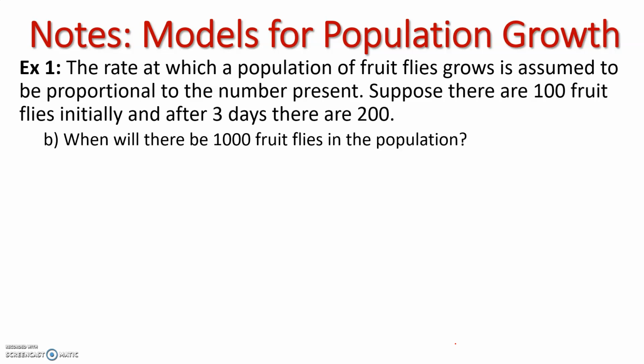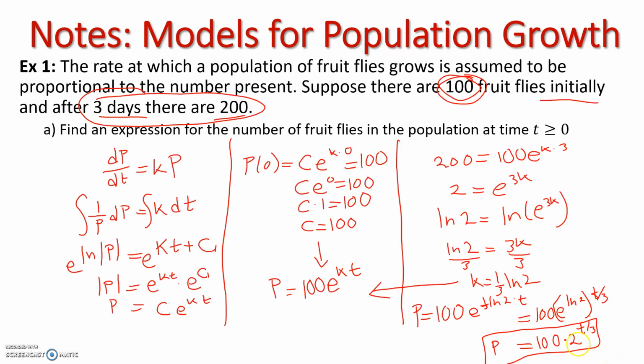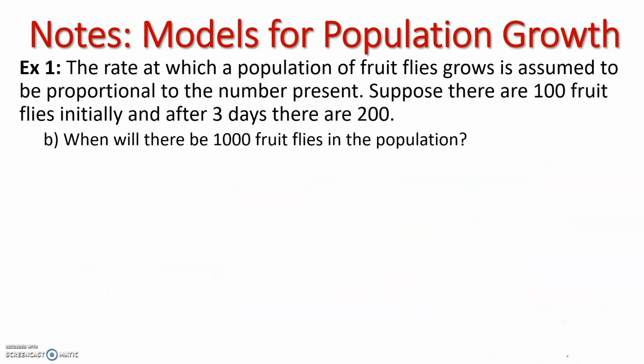Part B. When will there be 1,000 fruit flies in the population? So we want this population function to equal 1,000.